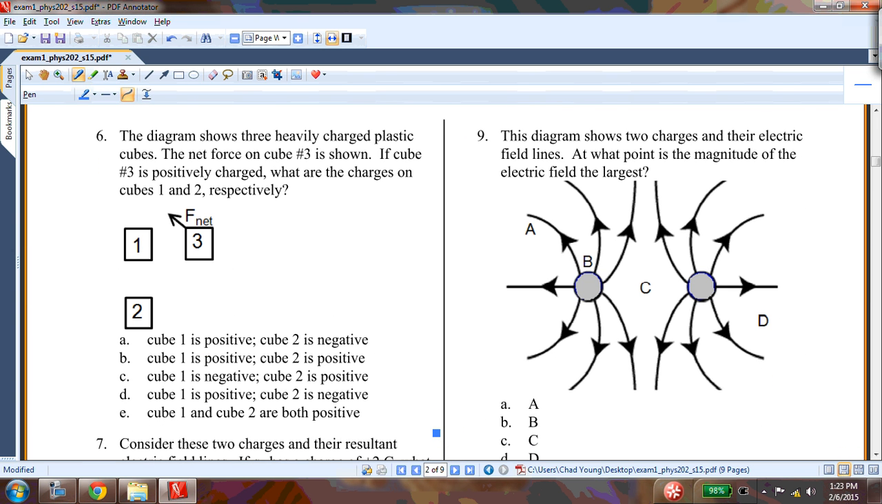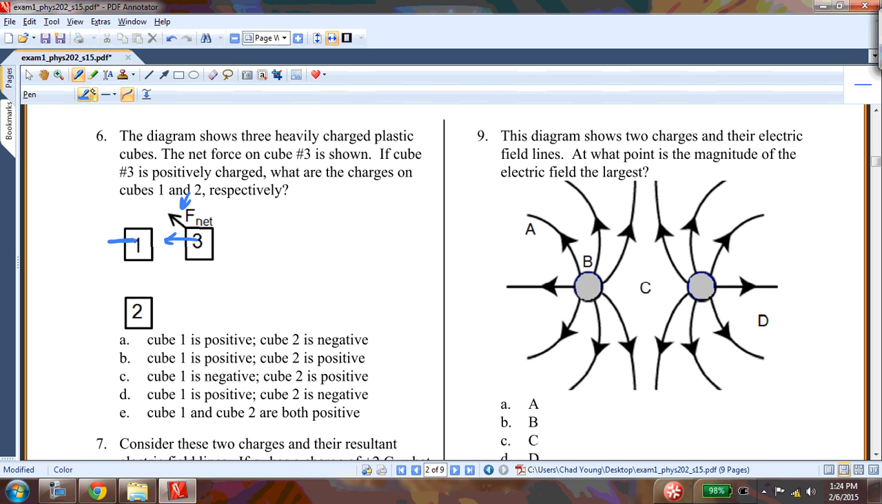This diagram shows 3 heavily charged plastic cubes. The net force on cube number 3 is shown. If cube number 3 is positively charged, what are the charges on cubes 1 and 2 respectively? Now, this is positively charged. Due to charge 1, I know the force is either in this direction or in that direction. In order to give a force in that direction, it has to be like this. So that would be a negative charge for cube 1. A negative charge giving me a force in that direction.